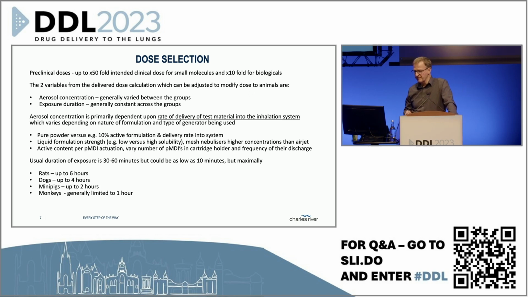So we've got devices that can hold between 1 and 8 PMDIs, and we can also vary the frequency at which we fire these PMDIs into the inhalation chamber. As Tony mentioned, the normal exposure duration is 30 to 60 minutes, but it could be as low as 10 minutes, and as high as 6 hours for rats. For dogs, we tend to limit that to 4 hours. Mini pigs, 2 hours, and monkeys is generally limited to 1 hour.